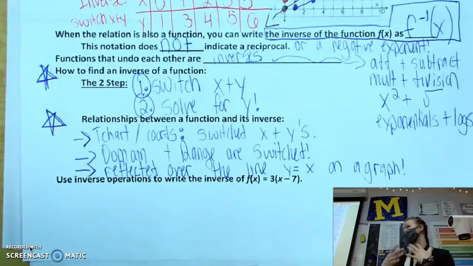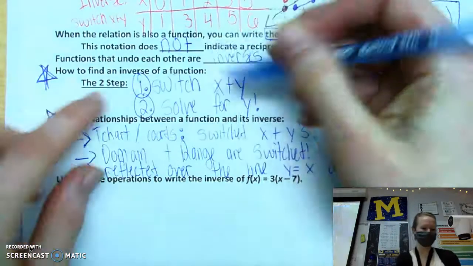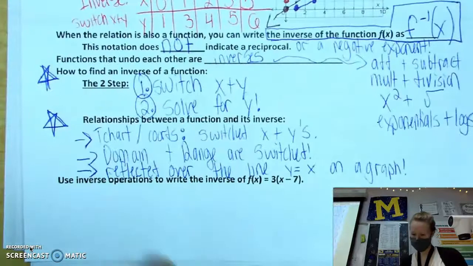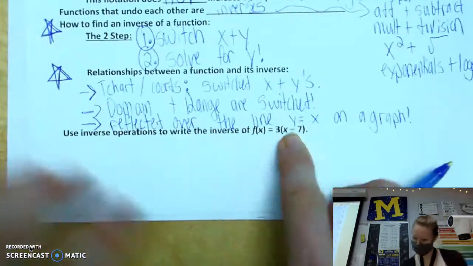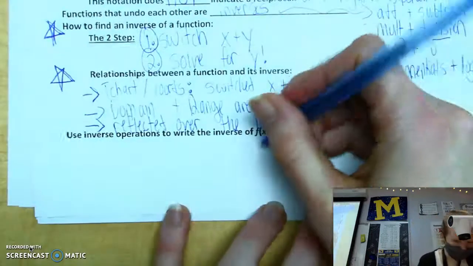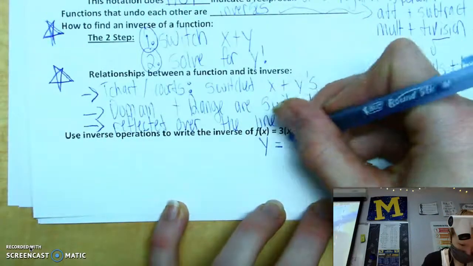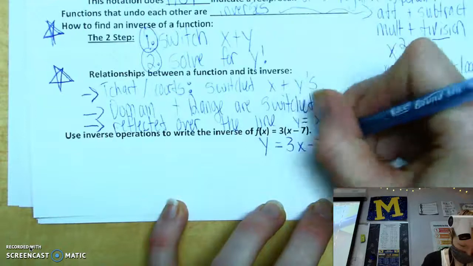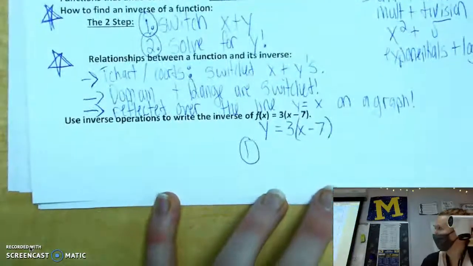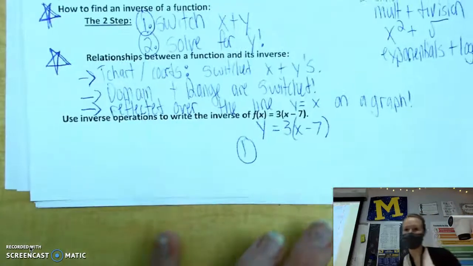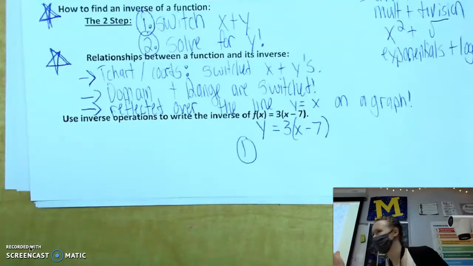If I say, how do I actually find an inverse of a function, that's when you would give me the two-step. So if I'm using inverse operations to write the inverse here, step one is to switch where my x and my y are. Remember, f of x is the same thing as y, really. It's just function notation for y.